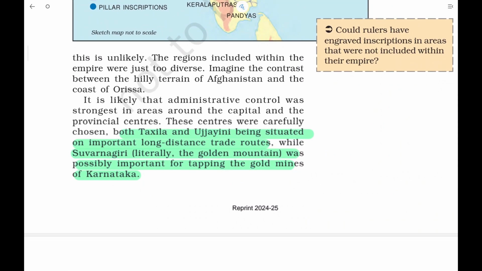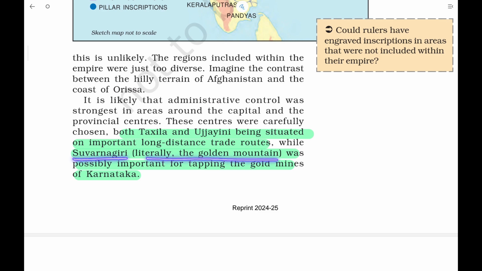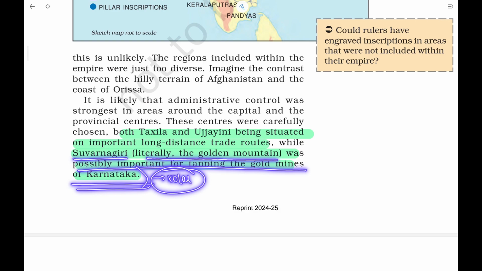Now next is both Taxila and Ujjaini are situated on important long distance trade routes. So this paragraph contains the information about the trade during the Mauryan period. While Suvarnagiri, which literally means the Golden Mountain, was possibly important for tapping the gold mines of Karnataka. So there are Kolar mines in Karnataka. So this Suvarnagiri lay on that route to tap the gold mines.